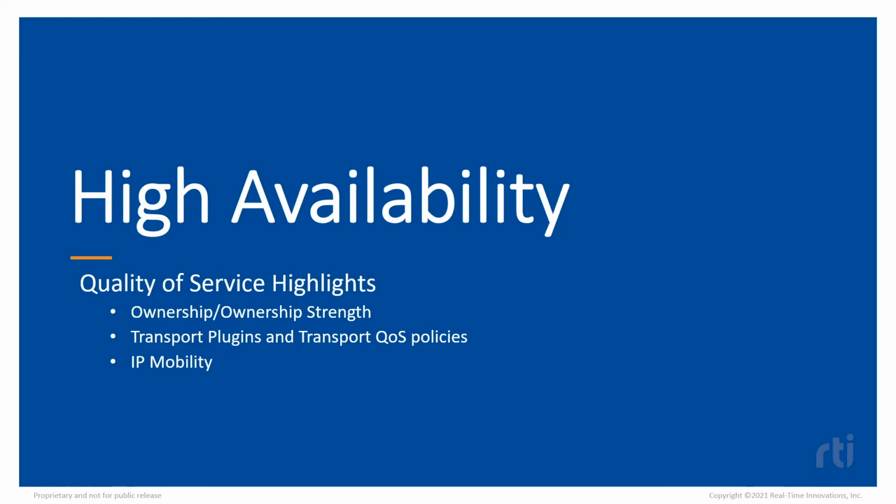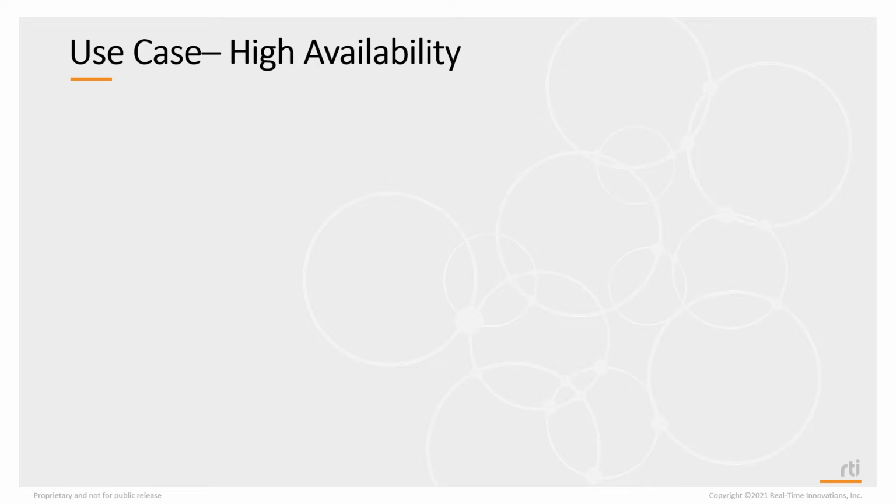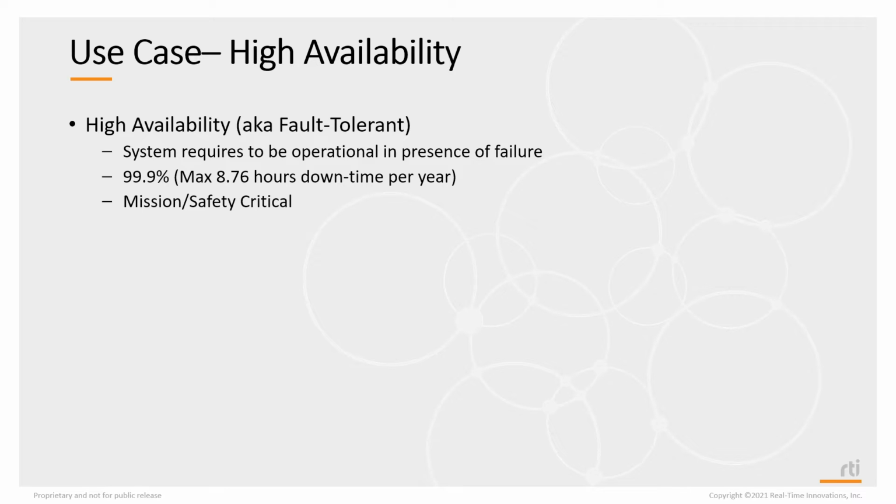Let's consider the high availability use case. In the high availability use case, also known as a fault-tolerant use case, a system needs to operate even though components of the system fail. So if you have a 99.9% uptime requirement, that gives you a maximum downtime of 8.76 hours in a year.